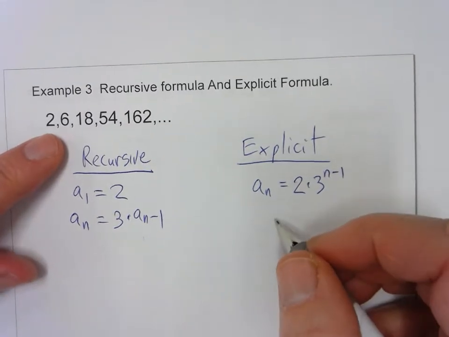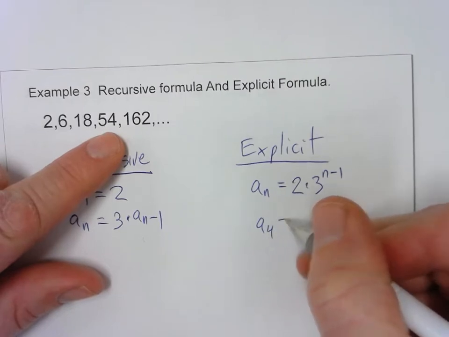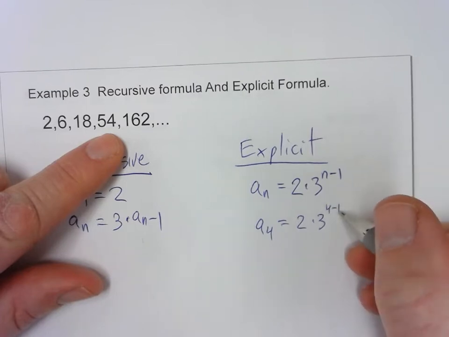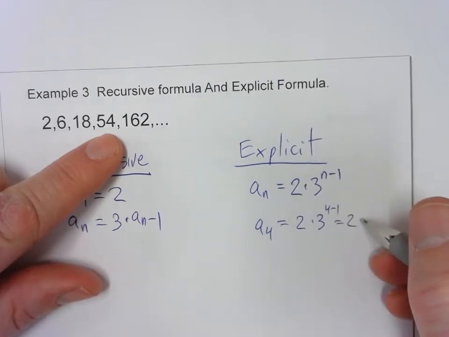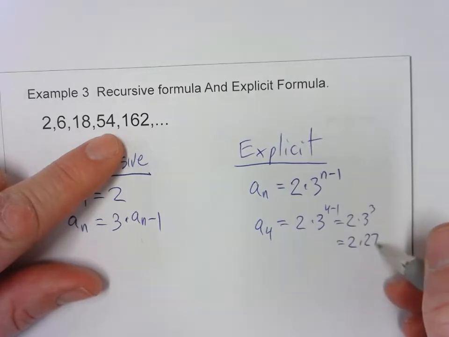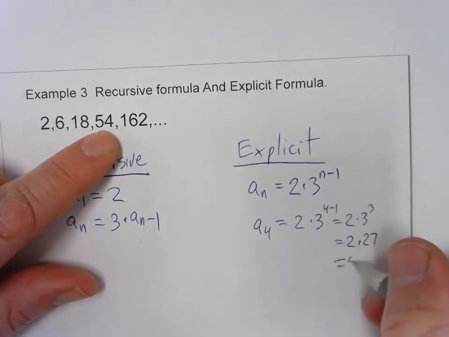So let's make sure this formula works. A4 would be the fourth term, so it would be 2 times 3 to the 4 minus 1, which is 3. So that would be 2 times 3 to the third. Well, that'd be 2 times 27, which is 54, the fourth term. So that works. That formula works.